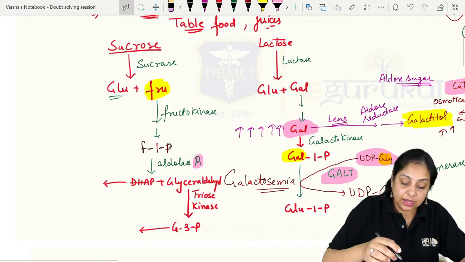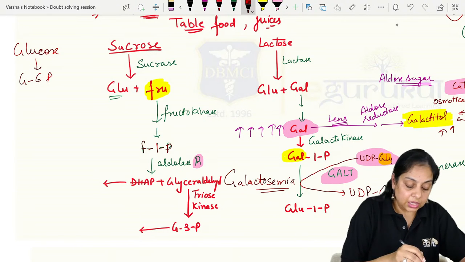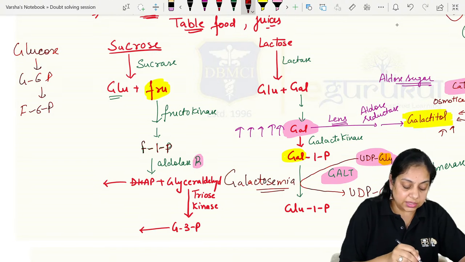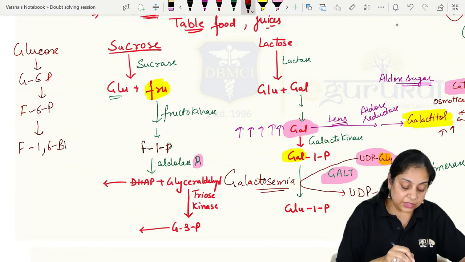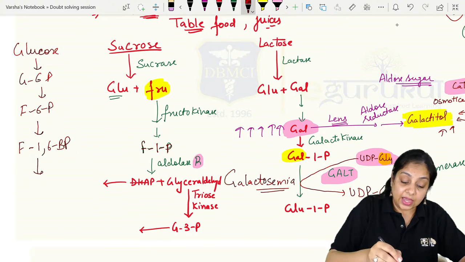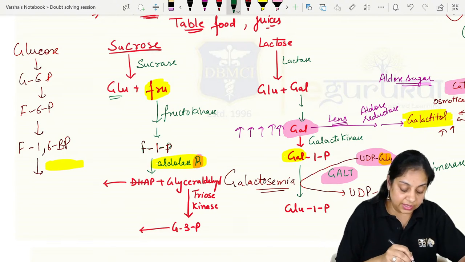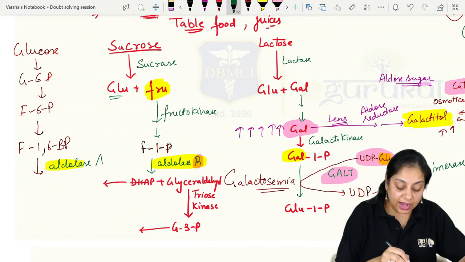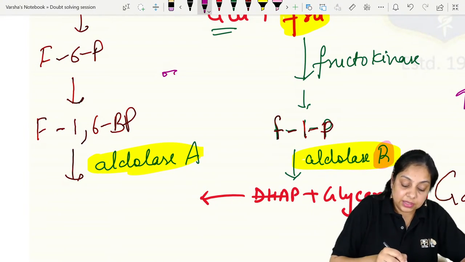What was glycolysis here? Glycolysis is glucose to glucose 6-phosphate, to fructose 6-phosphate, right? Then fructose 1,6-bisphosphate, am I right? You get 1,6-bisphosphate from this, again by an enzyme. What kind of enzyme cleaves it here? This is aldolase B. You have another kind of aldolase here, and usually that is aldolase A. And now this time fructose is again a 6-carbon molecule.